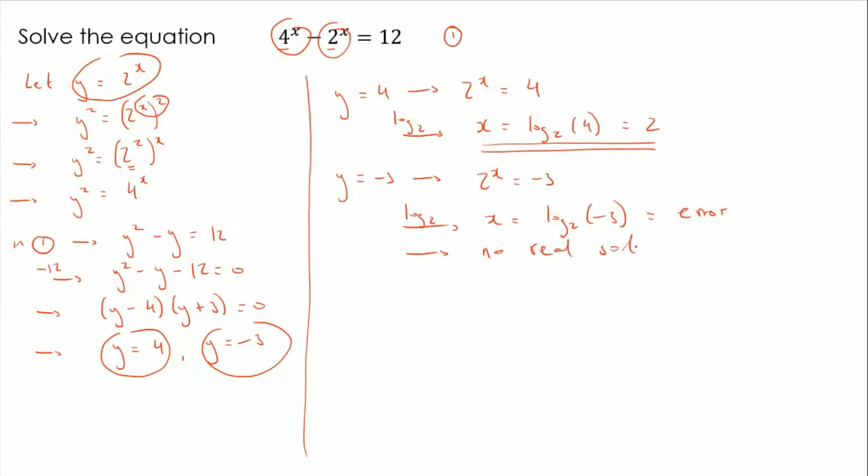I say no real solution because there is something called a complex solution, but that's beyond the scope of this course. All right. So in this case, there's no real solution. So the only real solution here, okay, is x equals 2.